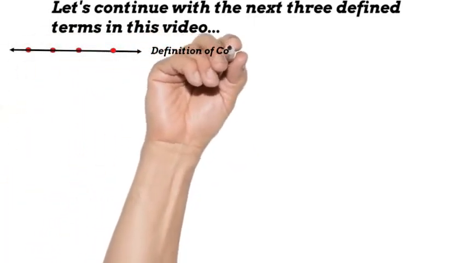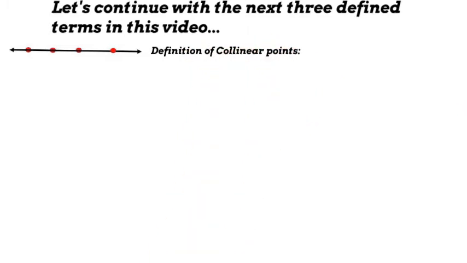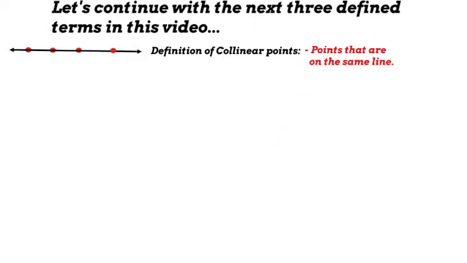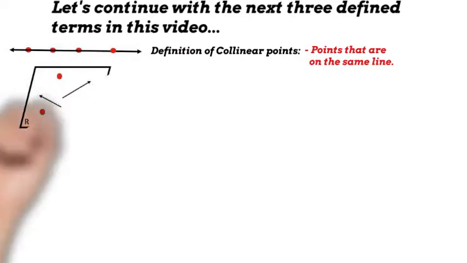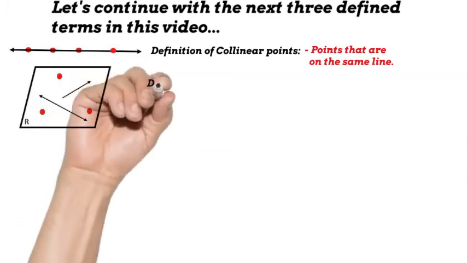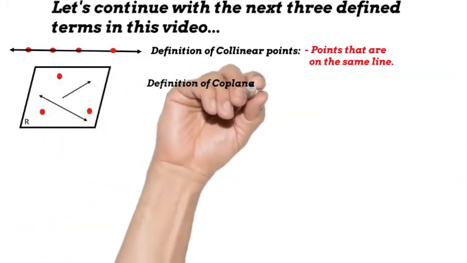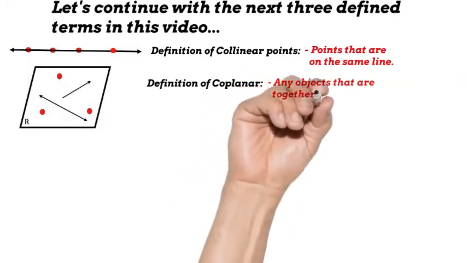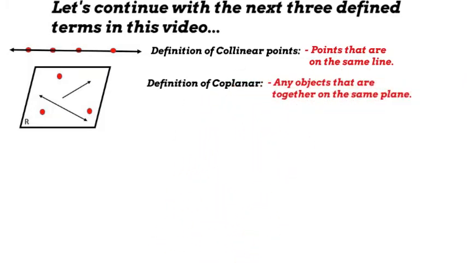Do you see these 4 points and that they lie on the same line? This is the definition of collinear points, and it's simply points that are on the same line. Pay close attention to the following diagram and notice all the objects on it. There are 3 points, a ray, a line on the same plane R. And this is the definition of these objects. So the definition of coplanar is any quantity of objects that are on the same plane.